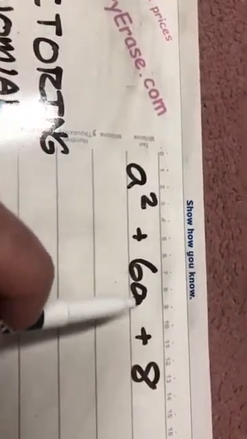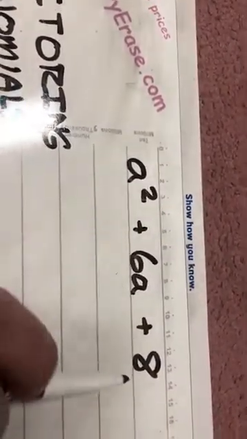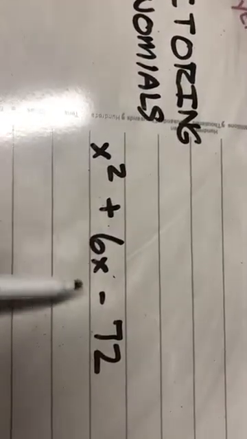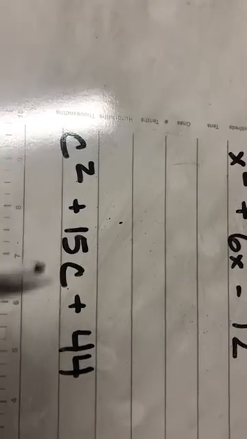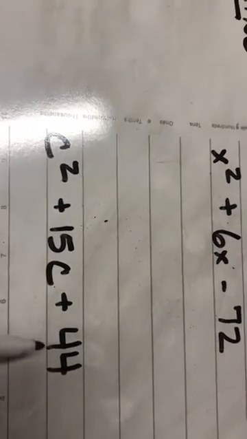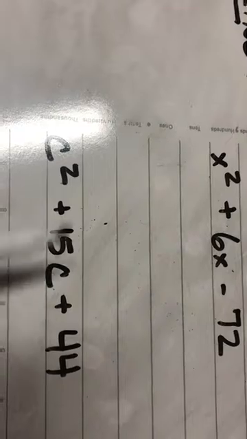A squared plus 6a plus 8. 1, 2, 3. X squared plus 6x minus 72. 1, 2, 3. C squared plus 15c plus 44. 1, 2, 3. All right?